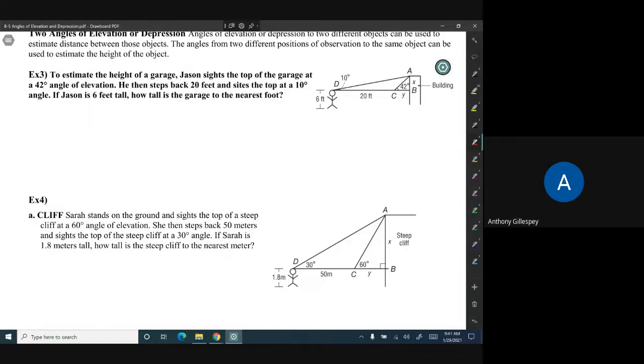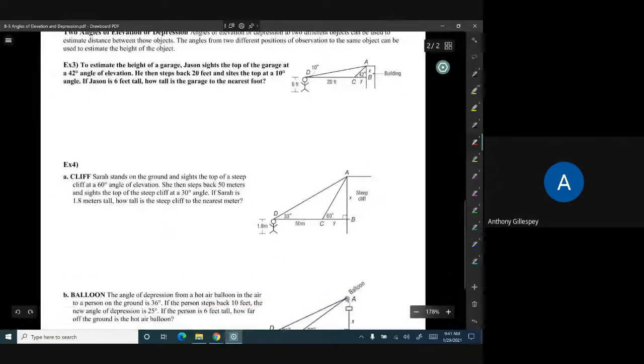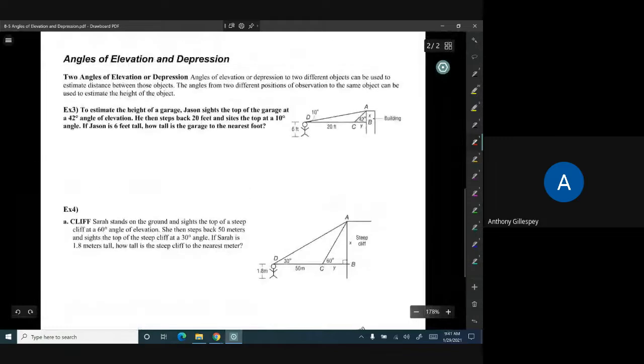All right, we're not going to do all of these. We'll probably do one of these because they do take a while. Let's just do the first one. Example 3.